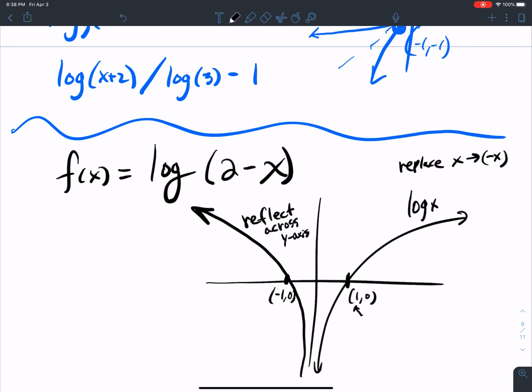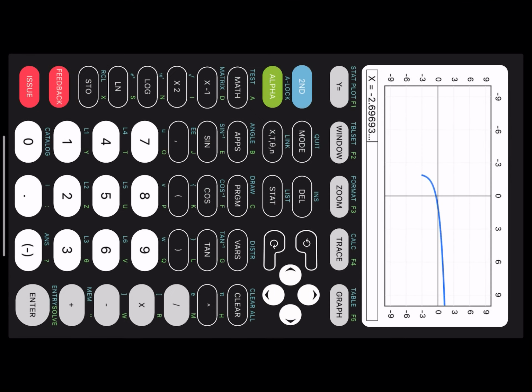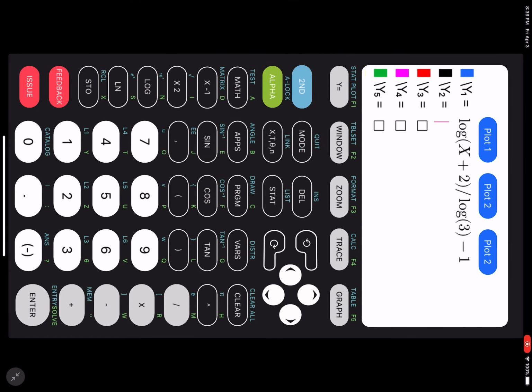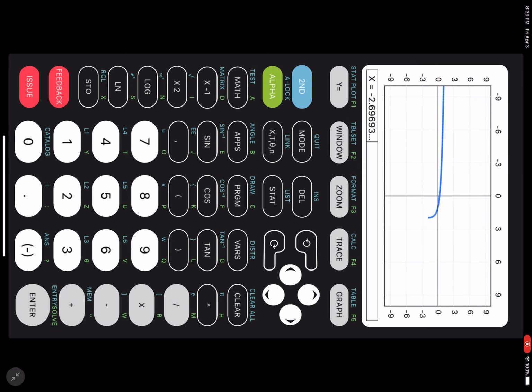So let's look at the graph of this. Let's go here, quit, and then go up here. Let's do log of 2 minus x. I'm sorry, 2 minus x, not 2 minus 2. Enter. So now you see how it shifted it. So it pushed us over.